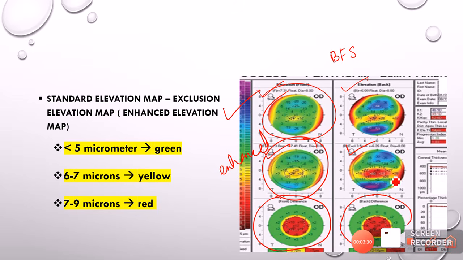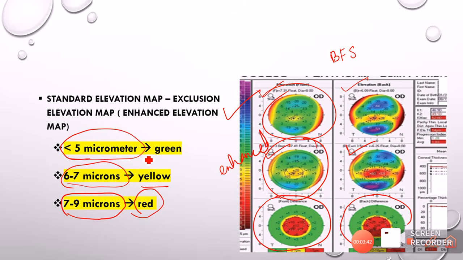These difference maps can again be color coded, and you can see if the difference is more than 7 to 9 microns, it is given in red color. If it is 6 to 7, it is yellow, and if it is less than 5, it is green. So the greater the difference, the more the danger color, that is red, and it indicates that there is ectasia. The first map that we calculated using the best fit sphere is called the standard elevation map. The map that we calculated by excluding the conical or steepened part and the 4 millimeter circle around it is called the exclusion elevation map. Then we subtract and get the final difference map and look at its color coding.